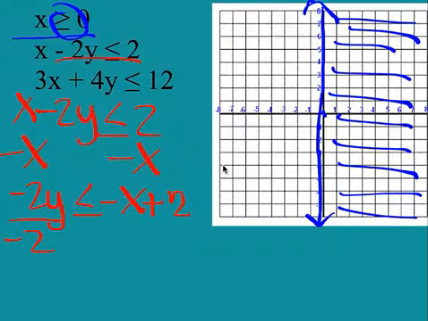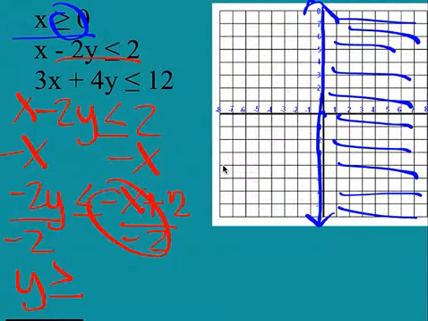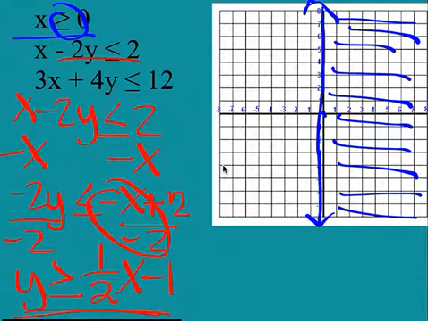Then I'm going to divide both sides by 2. Now, when I divide both sides by 2, I need to make sure that I flip that symbol. So negative x divided by negative 2 is just going to become 1/2 x, and 2 divided by negative 2 is going to give me a negative 1. So this right here is the inequality that I'm going to graph.